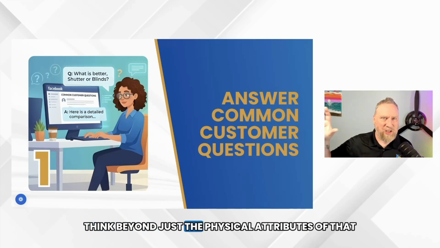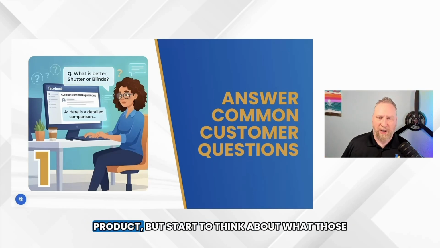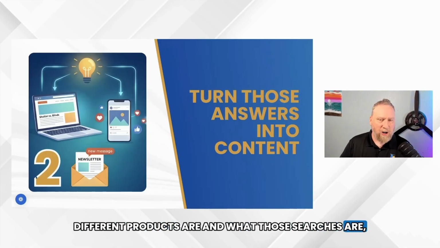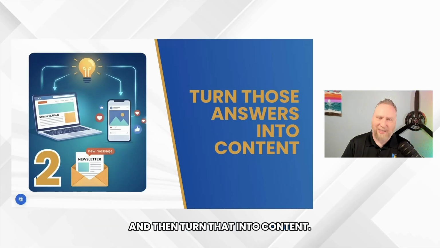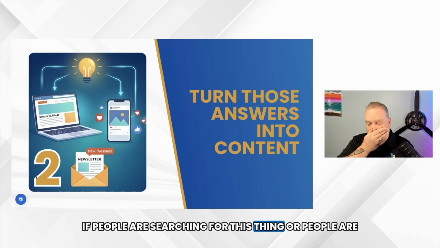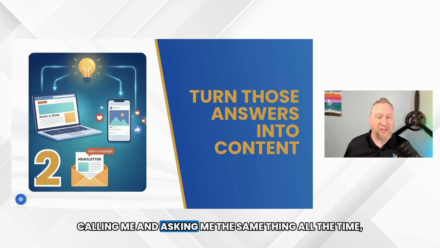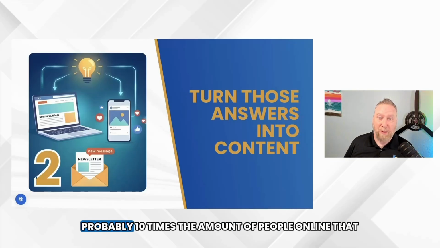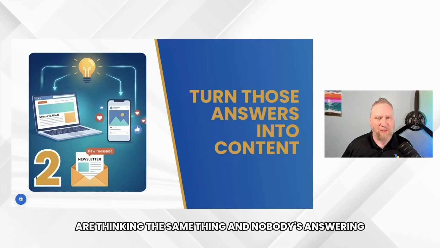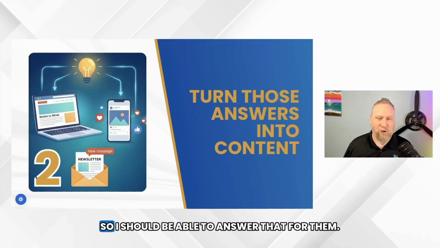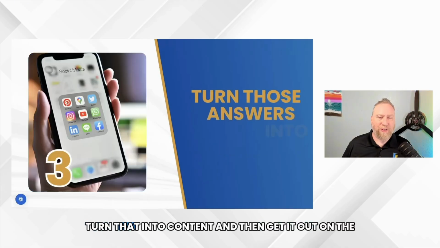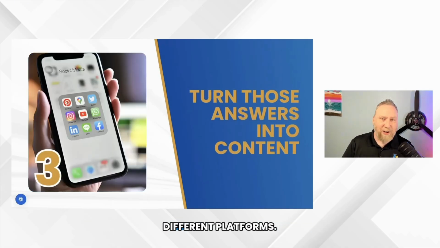Think beyond just the physical attributes of that product, and start to think about what those different products are and what those searches are, and then turn that into content. If people are searching for this thing, or people are calling me and asking me the same thing all the time, I need to turn that into content, because there's probably 10 times the amount of people online thinking the same thing, and nobody's answering that. So I should be able to answer that for them. I'll create that piece of content. So turn that into content and then get it out on the different platforms.